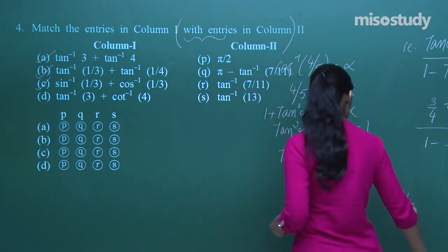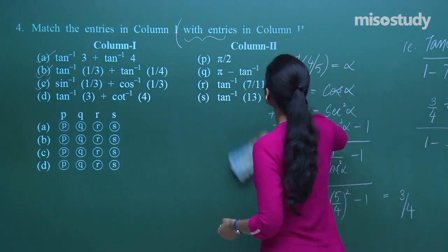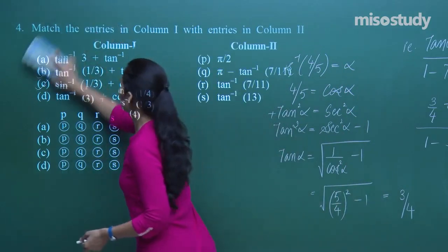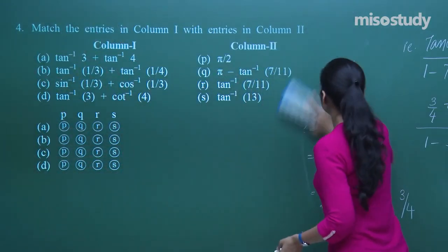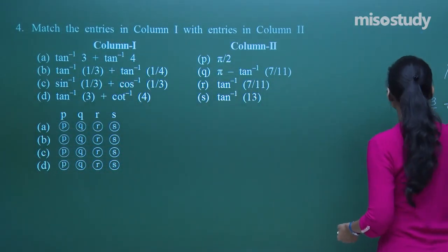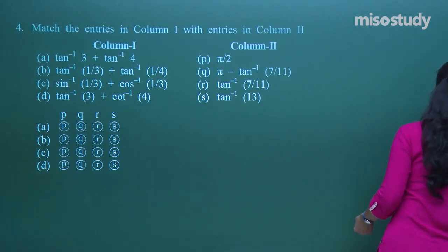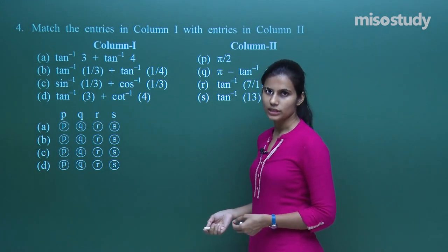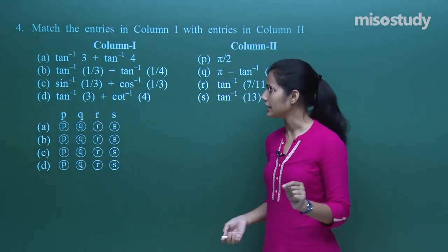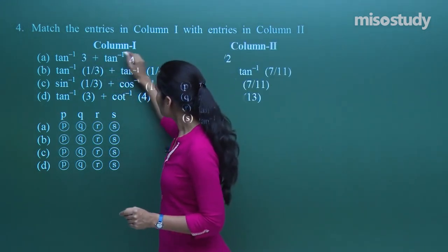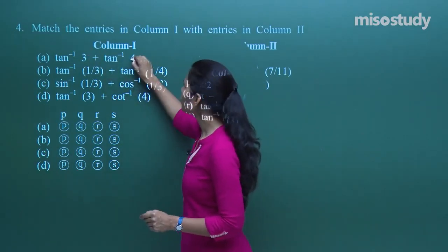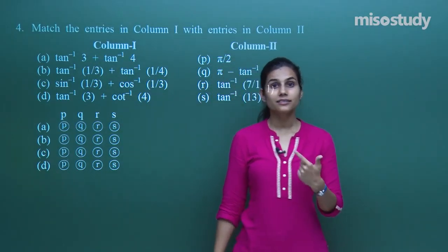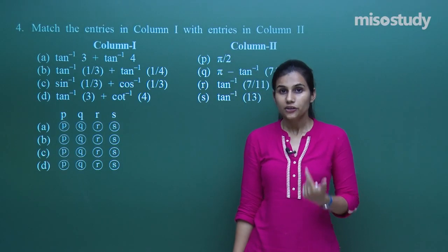Match the entries in column 1 with the entries in column 2. Let's see what this is trying to say. Now over here it says tan inverse 3 plus tan inverse 4 will be matched to what? Now over here students commit a major mistake. 3 is positive, 4 is positive, and 3 into 4 is 12, which is greater than 1. Not just positive, greater than 1.